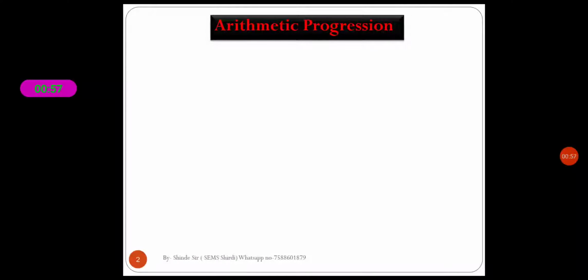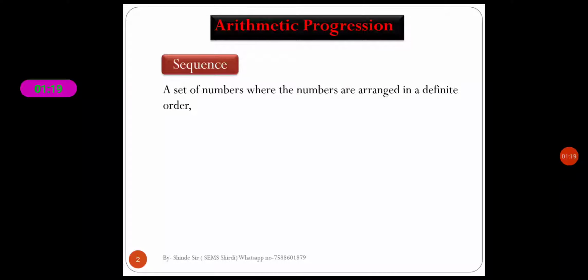Now, the first topic is sequence. First, what is meant by a sequence? The word sequence means there is a relationship between two consecutive terms. Suppose we see the first example, the definition of a sequence: a set of numbers where the numbers are arranged in a definite order, like the natural numbers, is called a sequence.